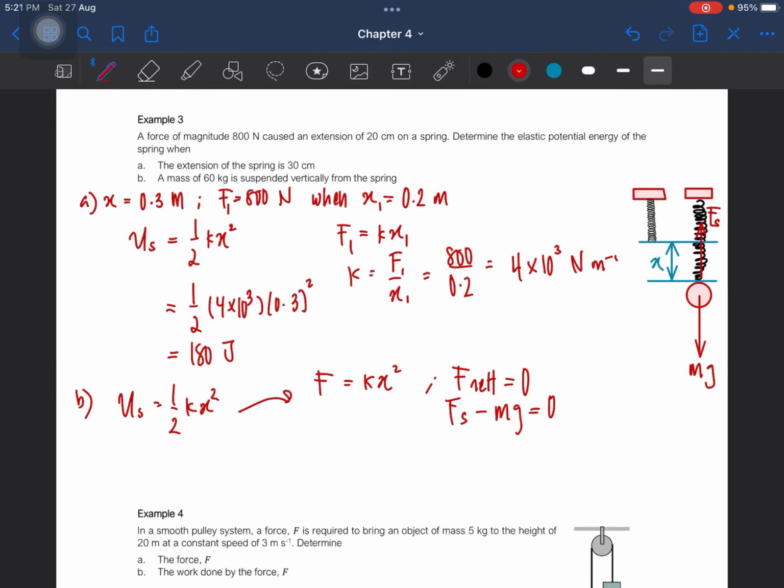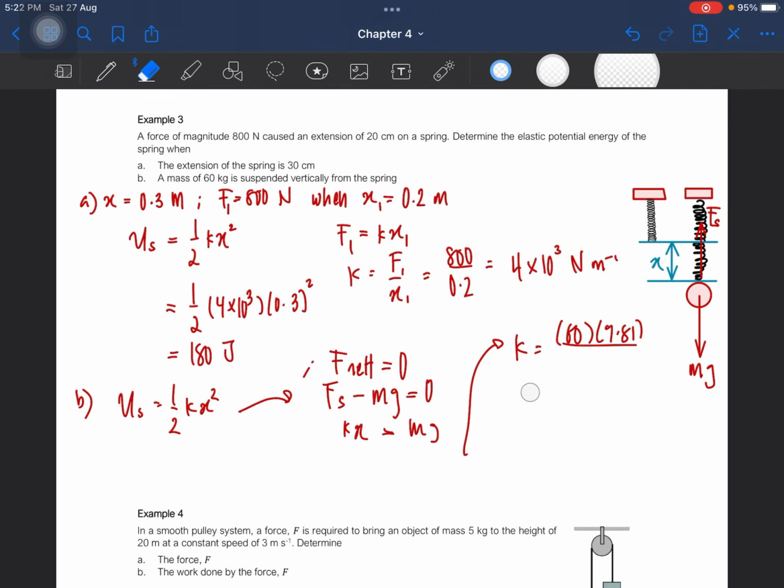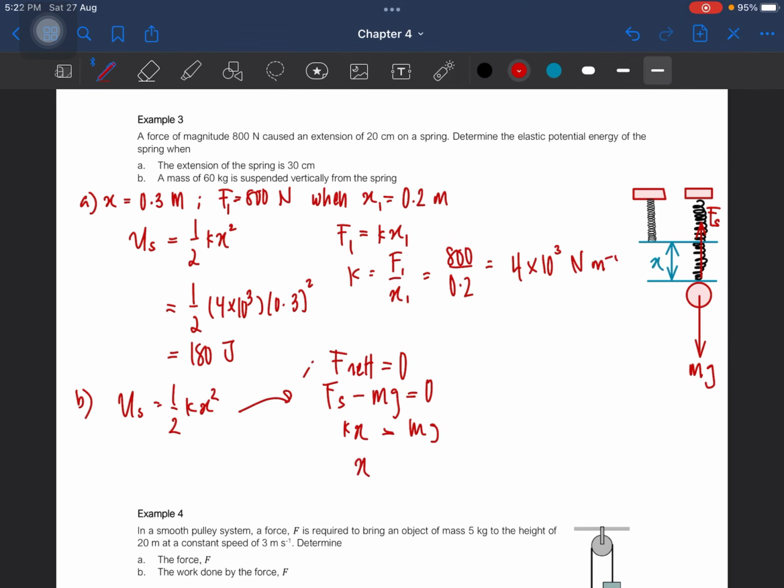Okay, so that is, oh actually kita guna ni lah, sorry. So kita akan guna net force lah. So Fs is apa? Kx equal to mg lah. So K is equal to mg over x. So m is 60 kg, 9.81 divided by x, which is, bukan K lah, kita cari x. Okay, so x is equal to mg over K.